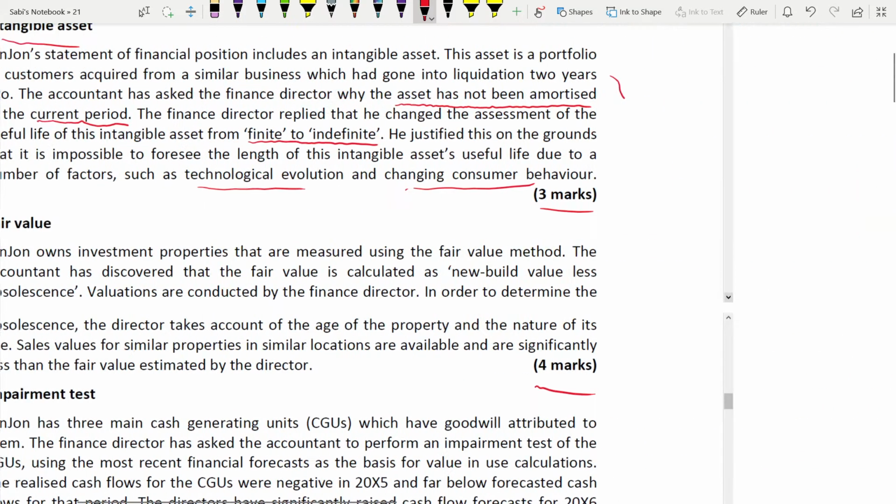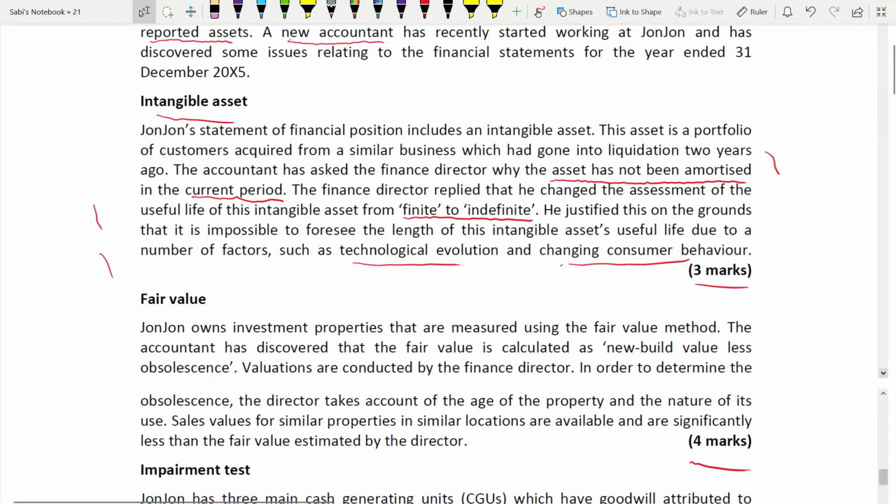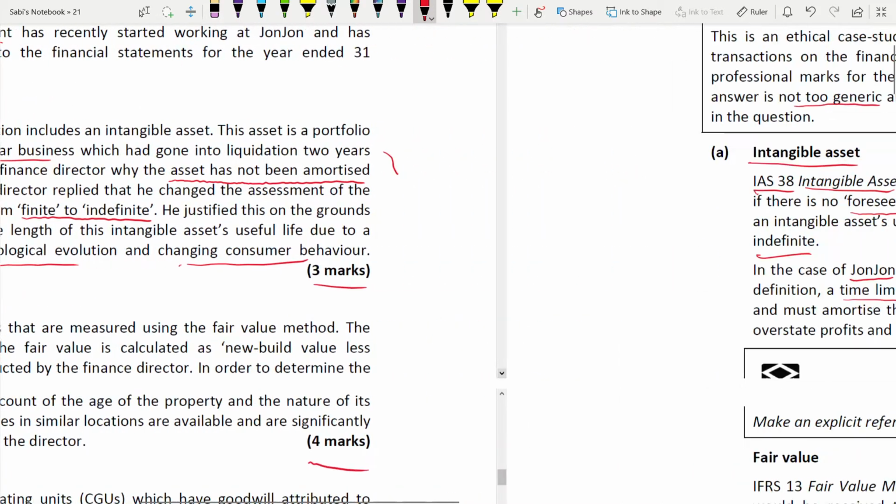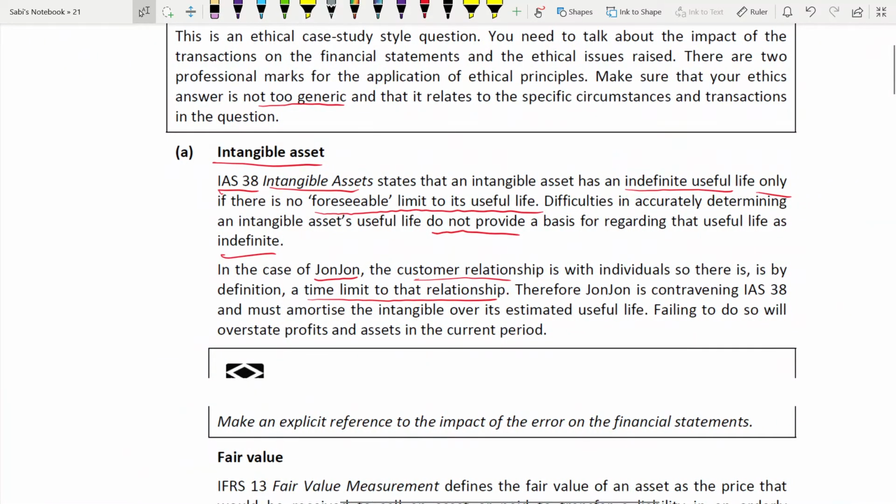Why customer relationship? Let us go back to the case study again. Here they told this asset is a portfolio of customers. What is the intangible asset? First, you should know the nature of the intangible asset. Don't just write intangible asset, because there are so many types of intangible asset. You have to be very specific. In this case, they told the asset is a portfolio of customers acquired from a similar business. So it's like a customer. When you have acquired a customer, you know that the customer and a business have a specific time limit. You cannot say okay, they will be my customers forever. There will be no time limit. No. So that's exactly what the answer is saying.